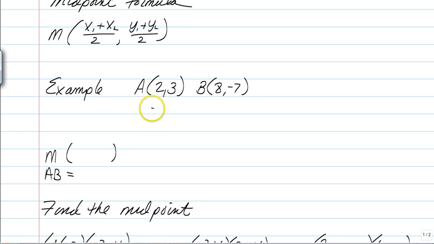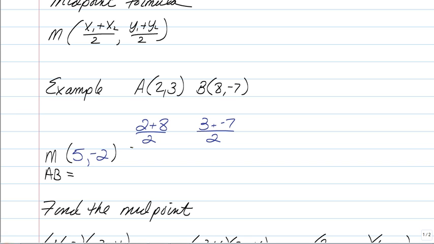So the midpoint, again, is the average of your x's and y's. So we're going to first add our x's. So 2 plus 8 is 10. Divide that by 2, and you get 5. Comma, now we're going to add our y's. So 3 plus a negative 7 would be a negative 4 divided by 2 is a negative 2. So that's all you need to do for midpoint.